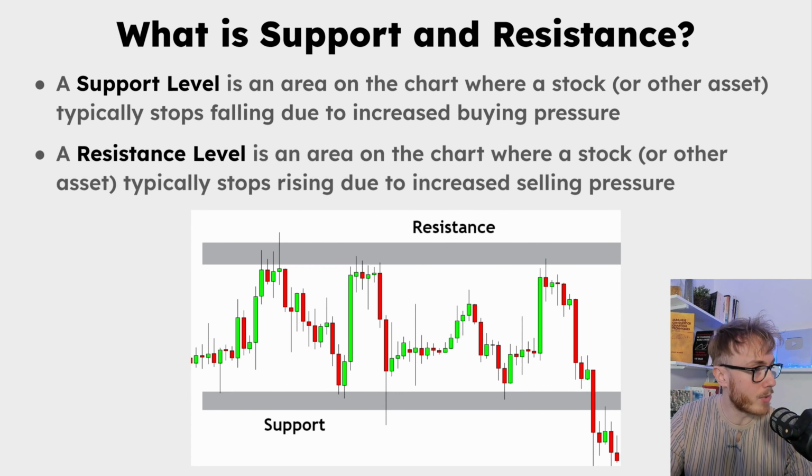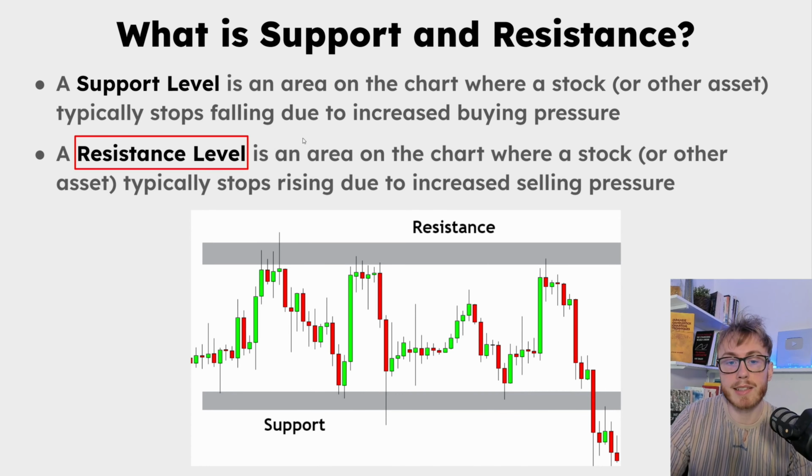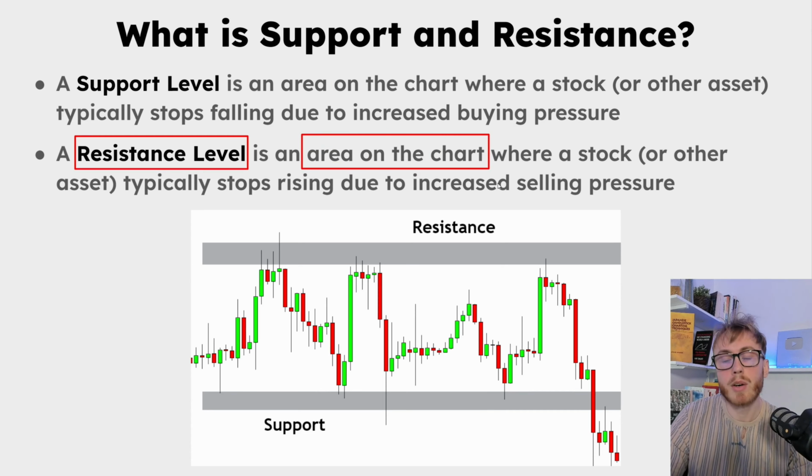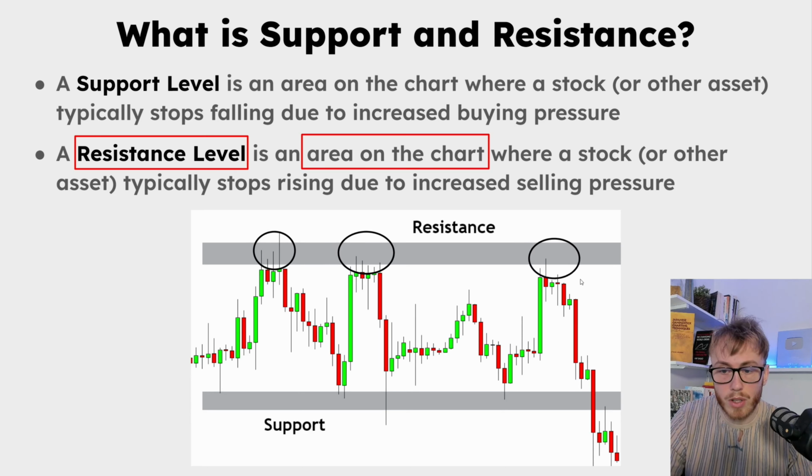But what about resistance? A resistance level is an area on the chart where a stock, crypto, forex, or gold or whatever you're trading typically stops rising due to increased selling pressure. So this right here is pretty much the opposite of a support level. You can see in this case, we once again have an area instead of a level. And you can see that every time the price reached this area, we actually got a strong reaction to the downside. So this right here is an example of a very good resistance level.